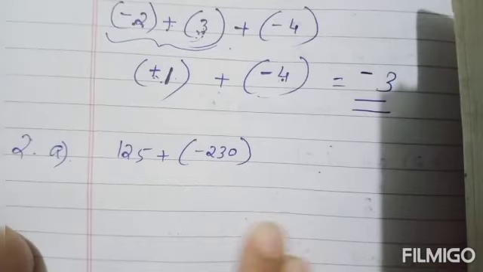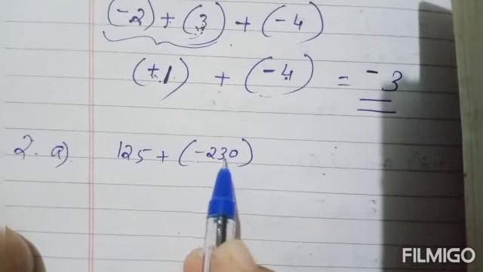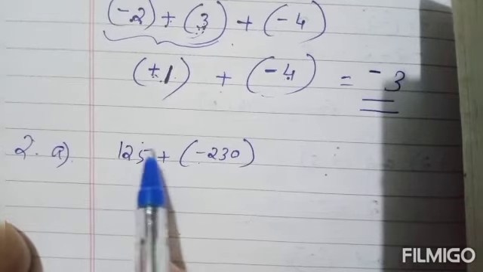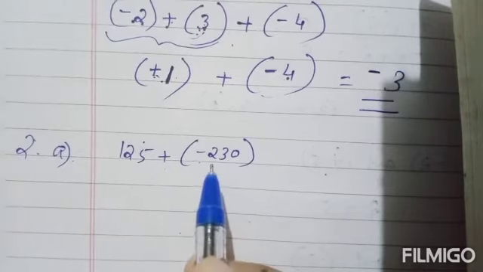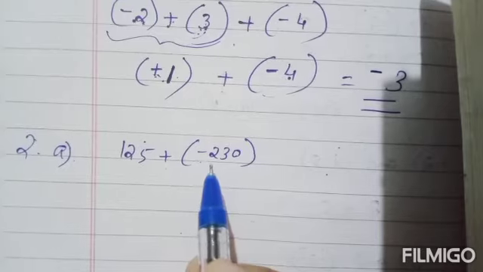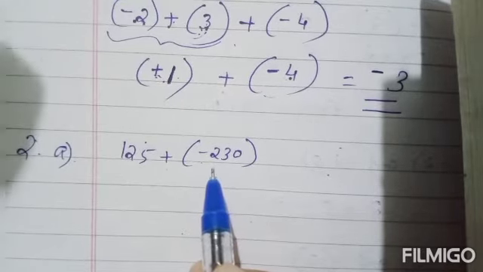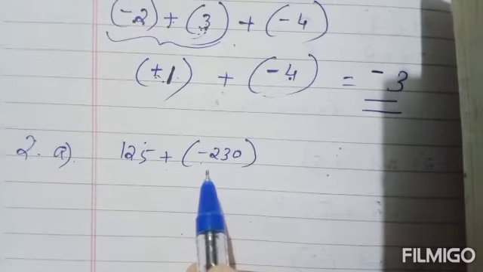Second question, add the following. In A, 125 plus minus 230. So here, addition of a positive integer and a negative integer. So what to do? First, subtract the smaller number from the greater number.